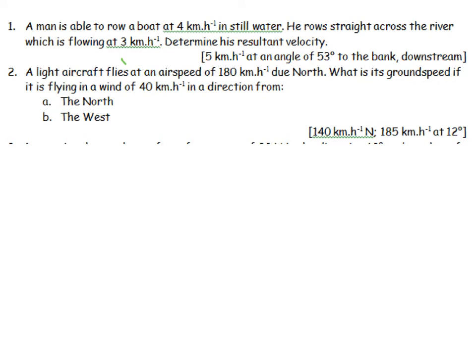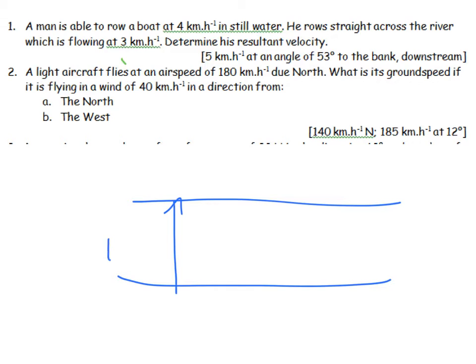A man is able to row at 4 kilometers per hour in still water. He rows straight across a river. So let's draw our river. And we've got this man and he's going straight across at 4 kilometers per hour. The river is flowing at the same time at 3 kilometers per hour.